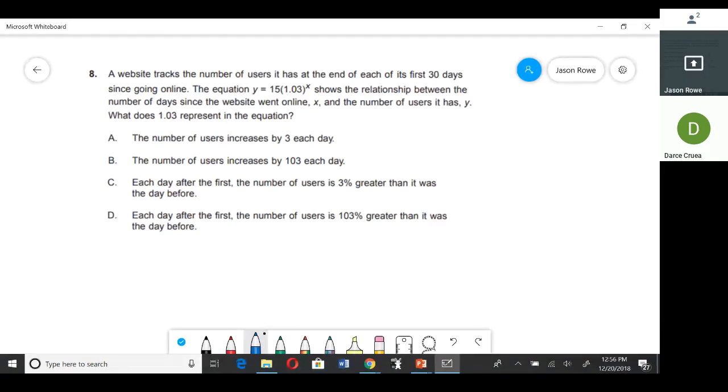All right. So this website tracks the number of users it has at the end of each of its first 30 days. And then they give you an equation, y equals 15 times the quantity 1.03 to the x power. And that shows the relationship between the number of days since the website went online and the number of users it has. What does the 1.03 represent?